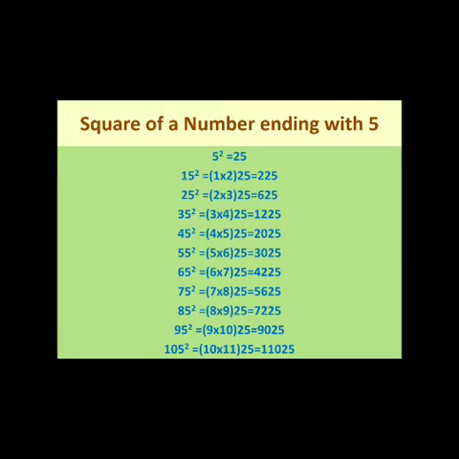Okay children, so to find the square of any number ending with 5, you have to write the last two digits as 25, and for the remaining digits, suppose it is 9, you have to multiply 9 into 10, that is the next consecutive number, and you get the answer that you have to write ahead. So that is my answer for the square of any number ending with 5.